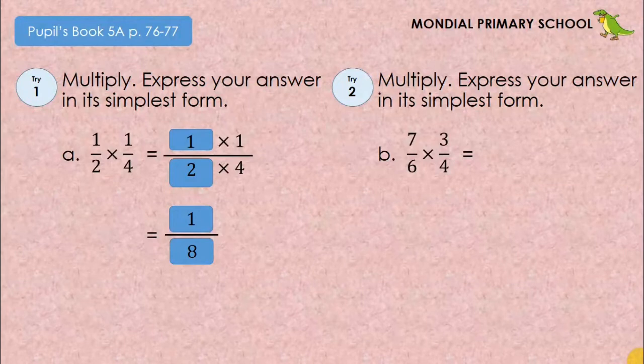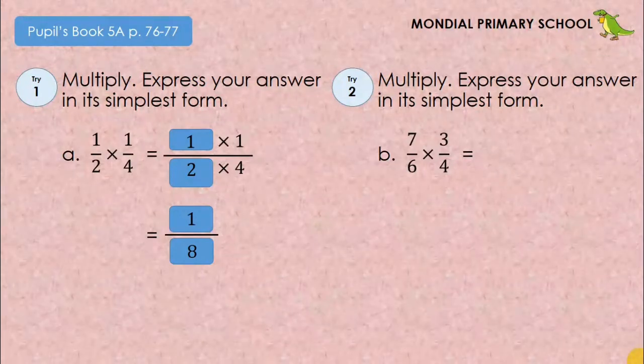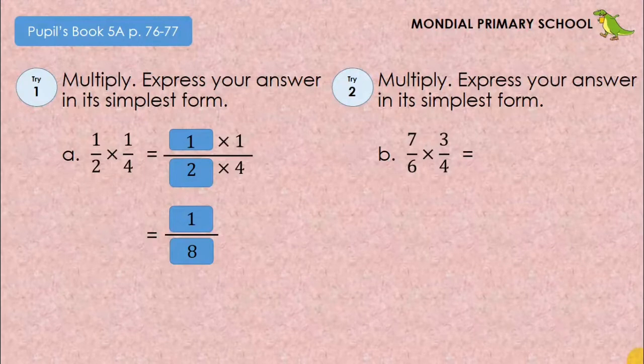Good job! Now, how about we try part B? We have an improper and a proper fraction. 7 out of 6 times 3 out of 4. Are there any numerators and denominators that can be divided by the same numbers or factors?